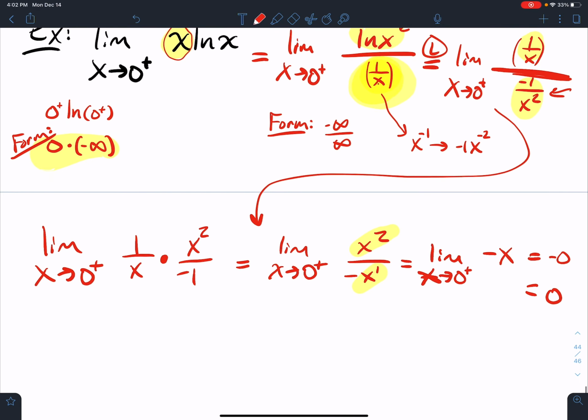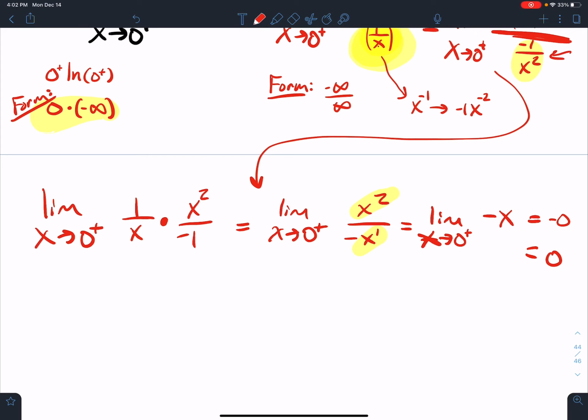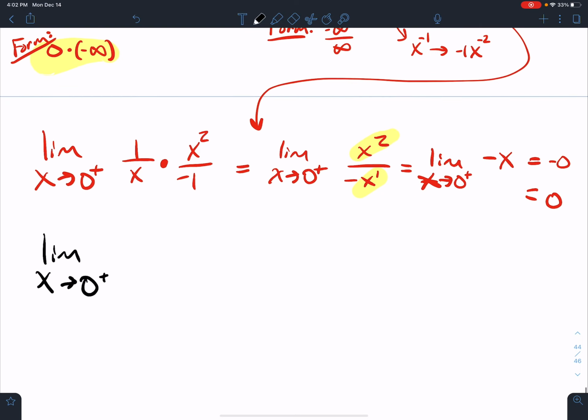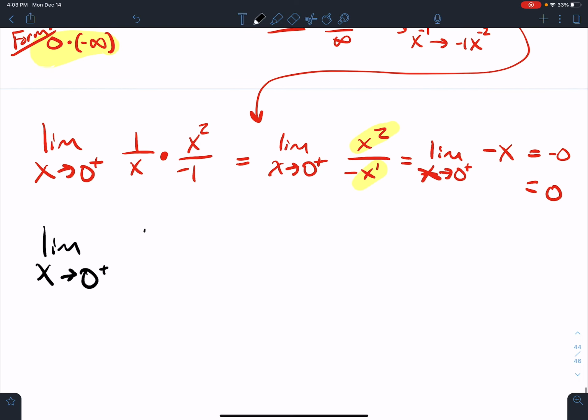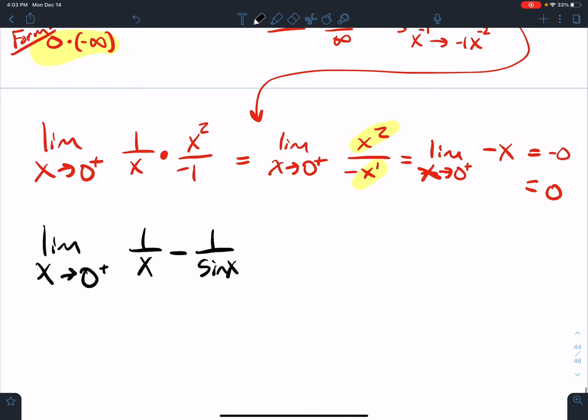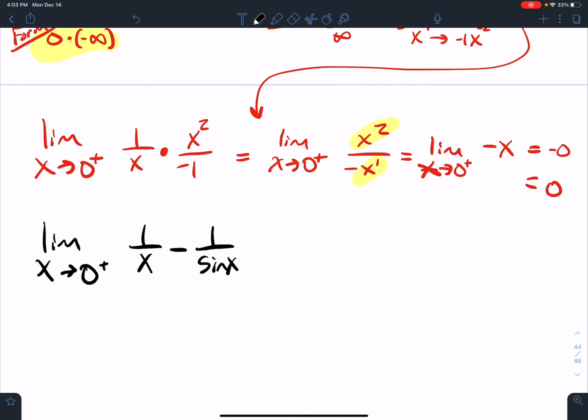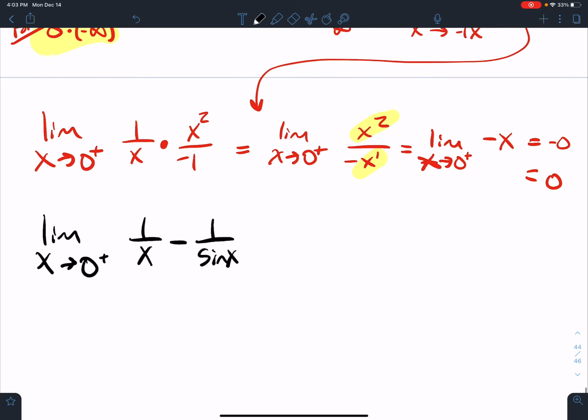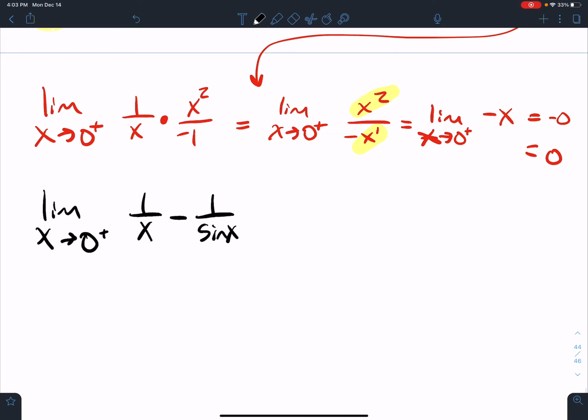All right. Now, for my next trick, I'm going to have the limit as x goes to 0 from the right of 1 over x minus 1 over sine x. Okay. And so what I'm going to do here is I'm going to do form. So let's do green. I like green. Form.